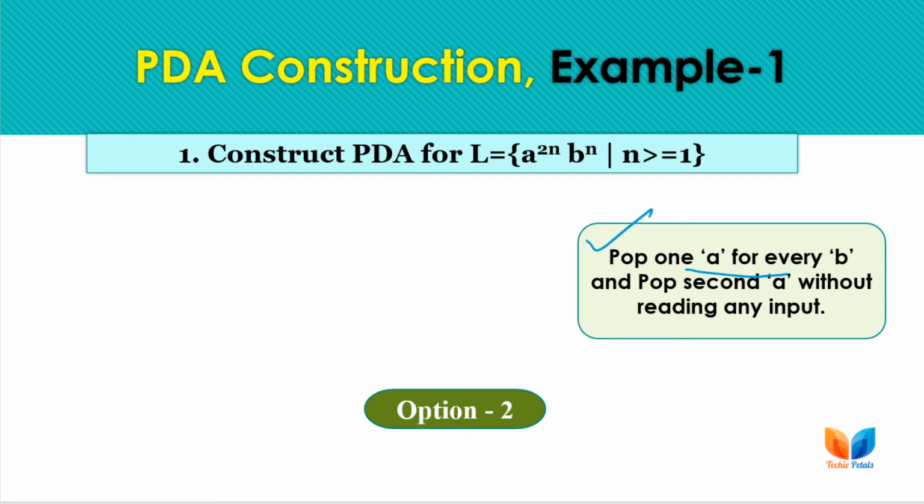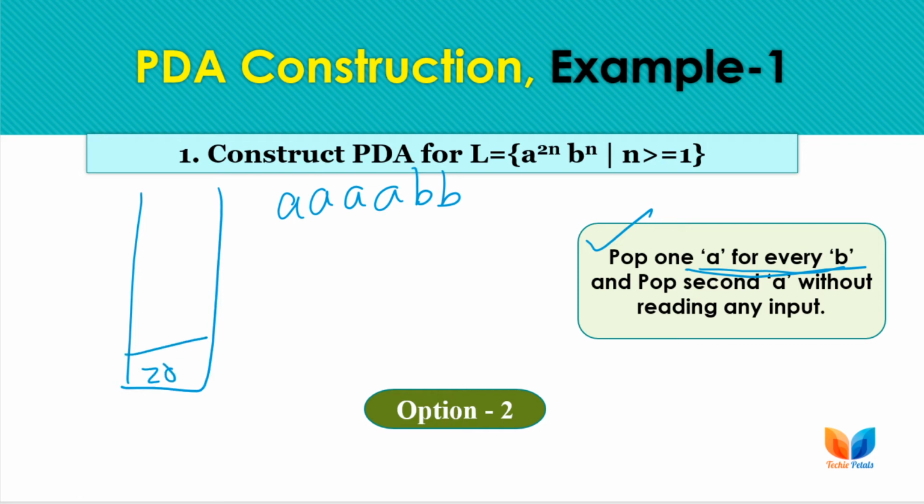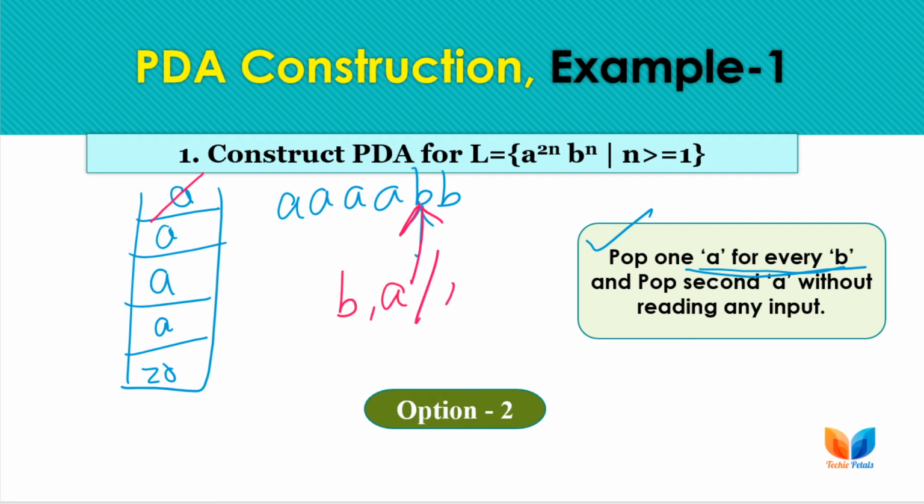Okay, so the second option is pop one A for every B. If we have this string with four A's and two B's, the second option is to pop A for every B. As we have pushed all the A's onto the stack, A, A, A and A, now we are reading B, so for the first B, just cancel out one A from the stack. For this we have this transition that we have already used many times.